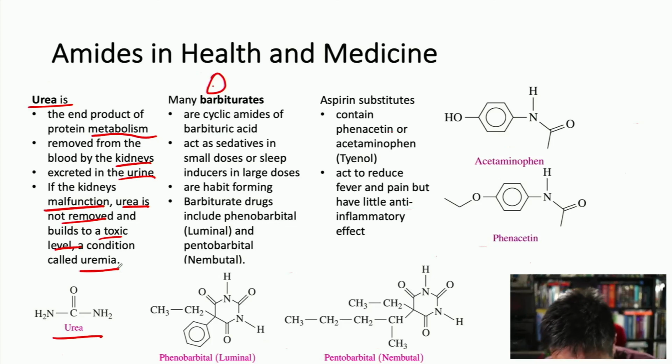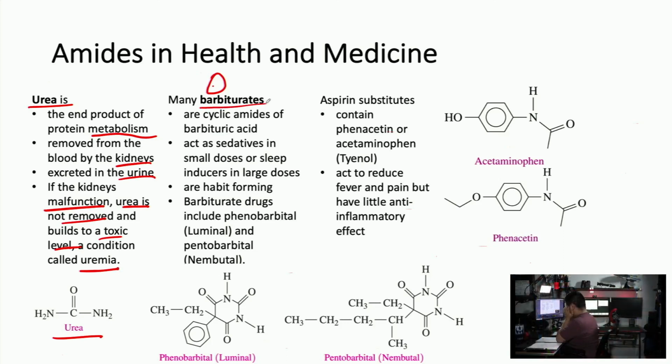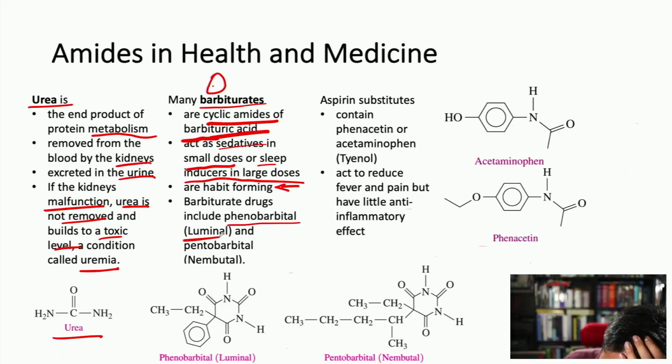No, I'm kidding. Anyway, more interestingly though, there's these things called barbiturates, right? They're actually drugs that people take recreationally, I think. I'm not sure. Anyway, these are cyclic amides of barbituric acid. And they act as sedatives in small doses, and they're sleep inducers in large doses. Right? They're very habit forming, and a very famous barbiturate is phenobarbital, also known as Luminal.